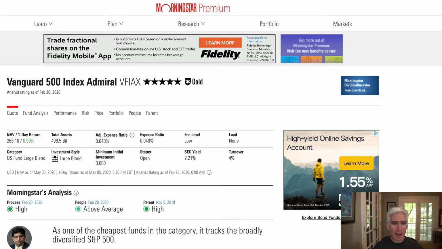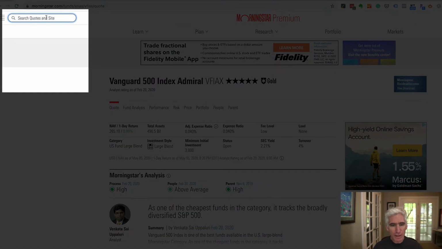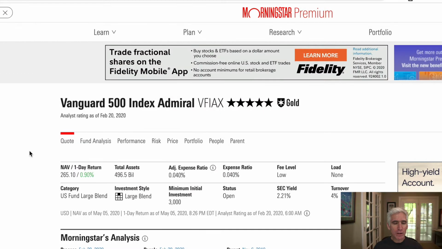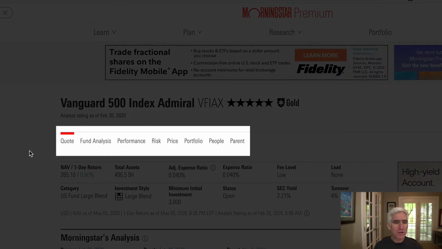And just as a reminder, the way I got to this page was I went to the search box up here and typed in the ticker, and it'll bring up the fund and bring you to this page. You can see that across the top there are tabs. We're on the quote tab, but there's also fund analysis, performance, risk, price, portfolio, people, and parent. We will be looking at all of those in varying degrees.